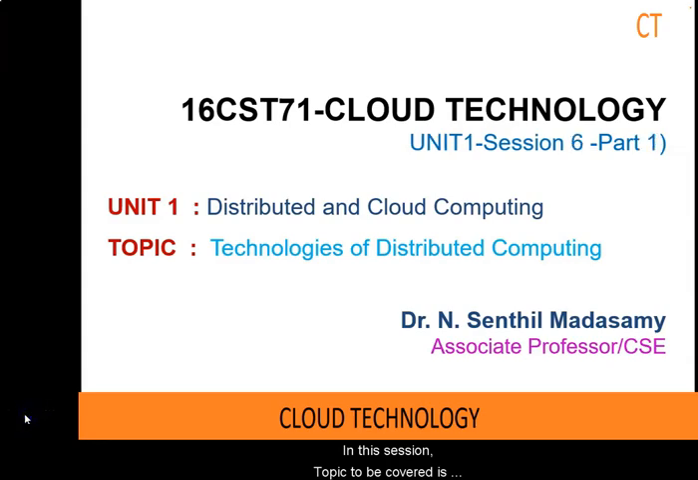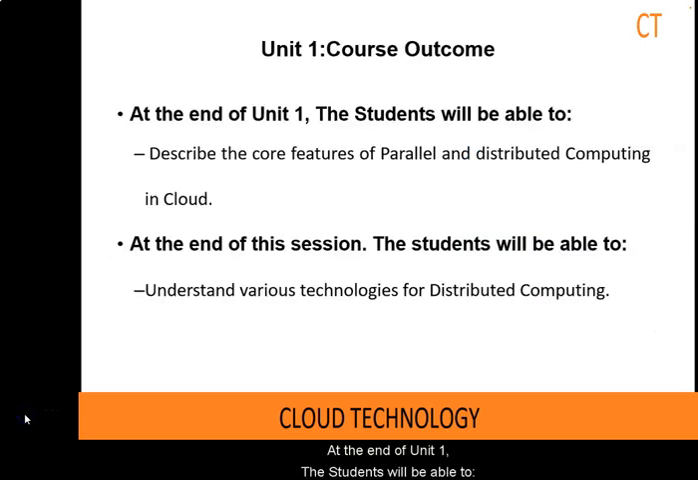In this session, the topic to be covered is technologies of distributed computing under Unit 1, distributed and cloud computing. At the end of Unit 1, the students will be able to describe the core features of parallel and distributed computing in cloud. At the end of the session, the students will be able to understand the various technologies for distributed computing.